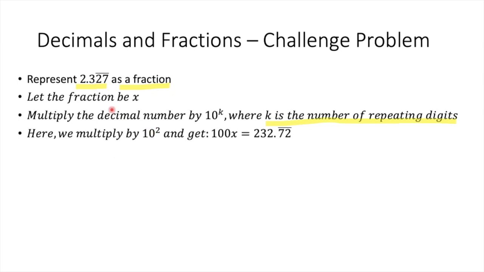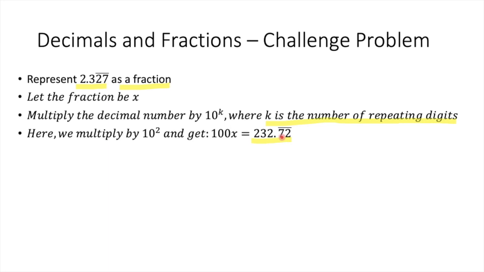So now we will do 2.327 times 100, which is 10 squared, and that gives us 232.72, not 232.27 but 232.72. This is also a place where a lot of students make mistakes, where they would instead write 232.27, but when you actually multiply the decimal, the decimal place moves 1 point and then another, so you'd get 232.72 recurring. And we will also multiply the fraction, that is x, by 100, and we will get 100x is 232.72 recurring.